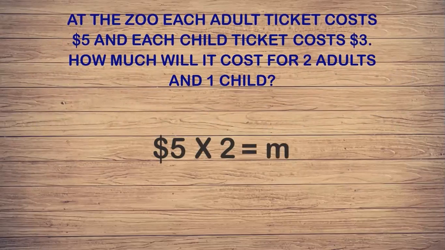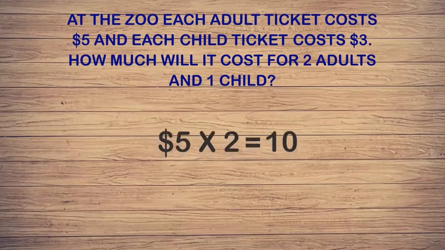Wait, what is the letter M doing in my problem? The letter M in the problem represents the number we do not know. Instead of having a blank spot, we can use letters to represent a number we do not know. It can be any letter you want, P, S, N, or M. In order to find out what M is, we multiply $5 by the 2 adults, which gives us 10.